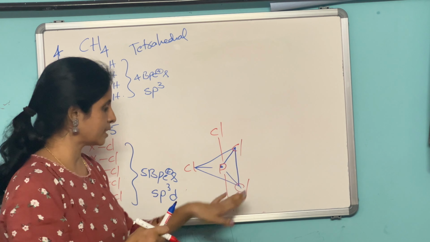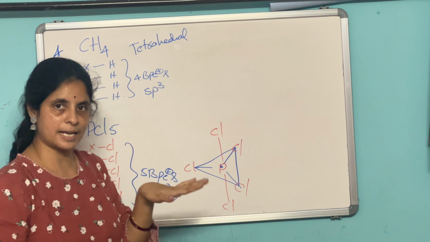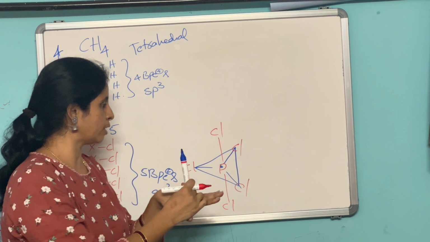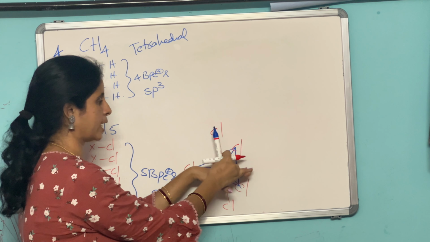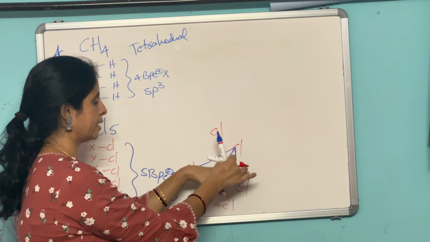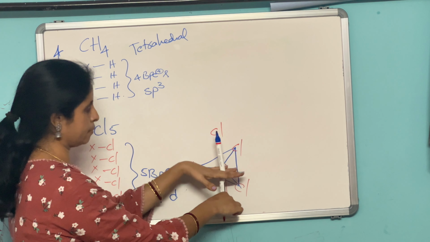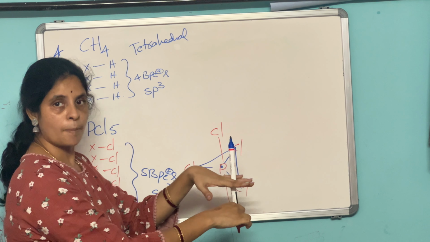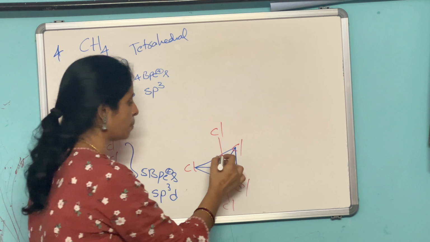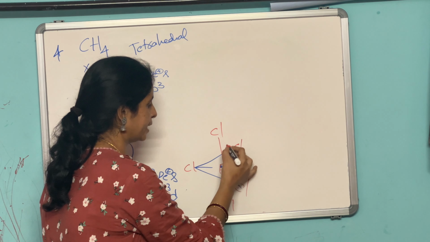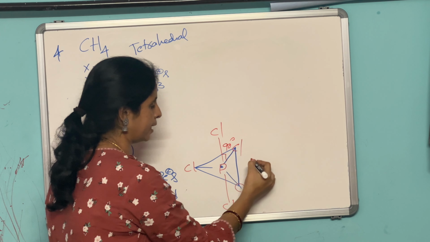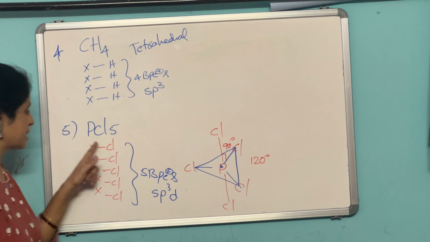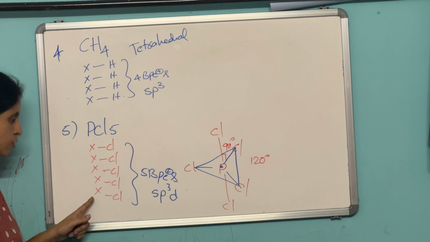Okay, here it is a triangle. If you assume this as a triangle, one chlorine atom is above the plane, and here is the second chlorine atom below the plane. So these two atoms are perpendicular to this triangle. So the bond angle will be 90 degrees. And in the triangle, the bond angle is 120 degrees. Clear? So here PCl5, phosphorus belongs to the fifth group.